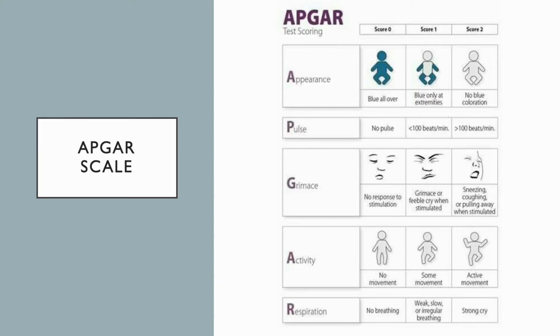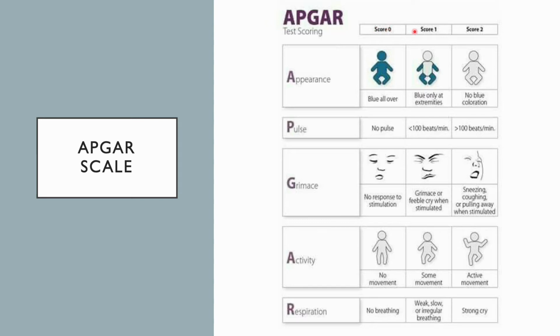APGARs are done at 1 minute and 5 minutes after birth. What you're hoping for is a score between 7 to 10, which is considered good. 5 to 7, the baby needs assistance, and 0 to 4, the baby needs immediate life-saving treatment. Let's talk a little bit about how this works. If you look at these, you will see appearance, pulse, grimace, activity, and respiration.